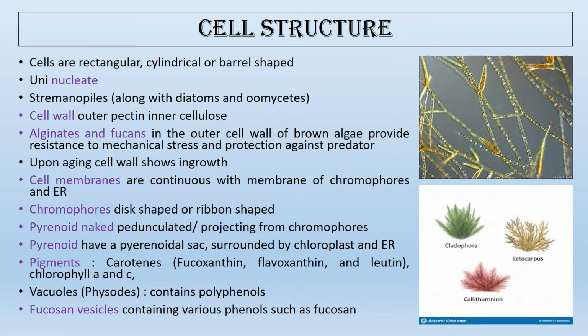The cells of Ectocarpus are rectangular or barrel shaped, and they have a bilayered cell wall. The outer layer is made up of pectin, and the inner layer is made up of cellulose. The outer layer, apart from pectin, can contain other hydrocolloids, that is, the alginates and fucans.